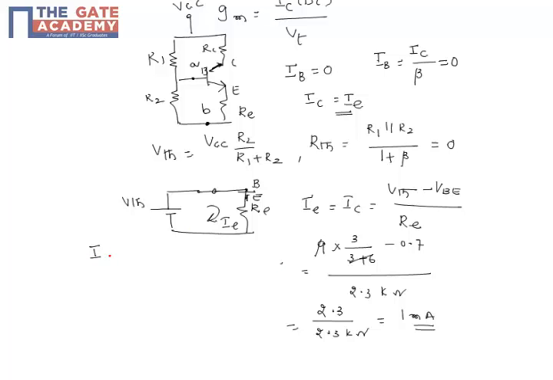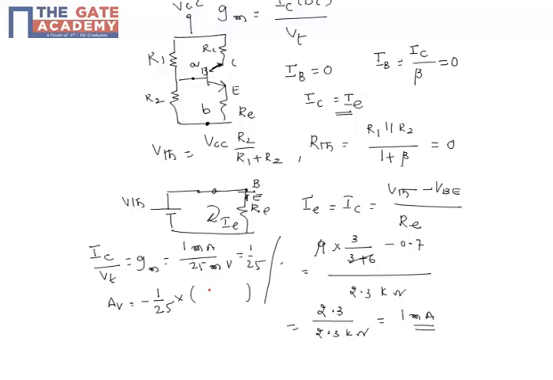Now once you know IC, you can find gm. gm is nothing but IC by VT. This is equal to 1 milliamp by 25 millivolts, which is equal to 1 by 25. Now AV, which is nothing but minus gm, this is minus 1 by 25 into RC parallel RL.